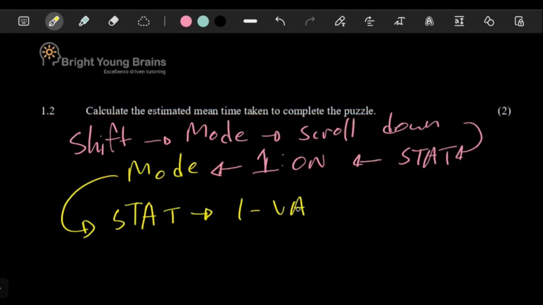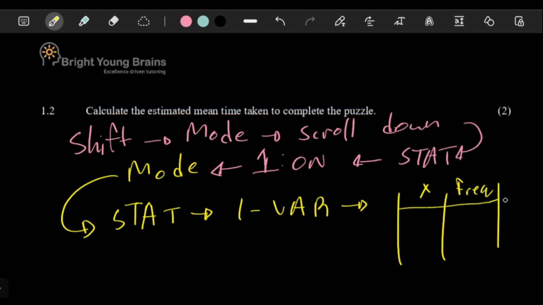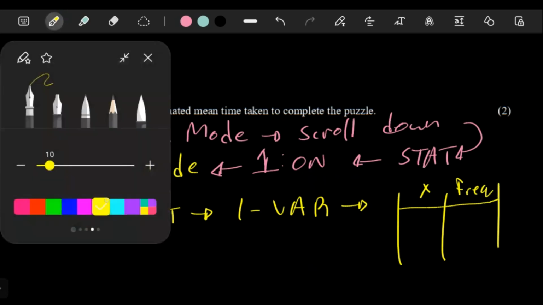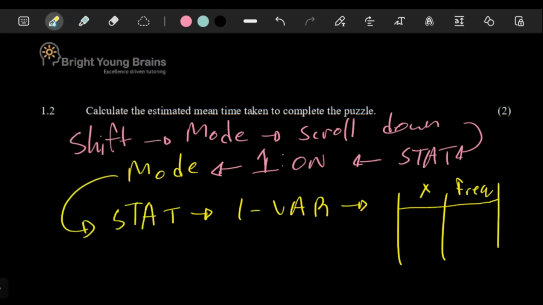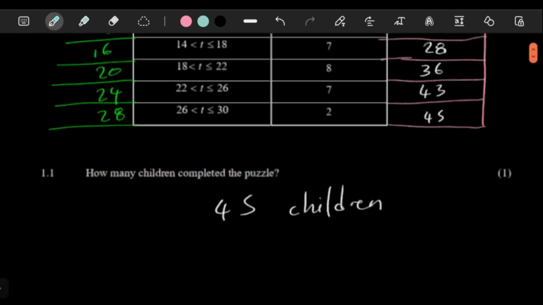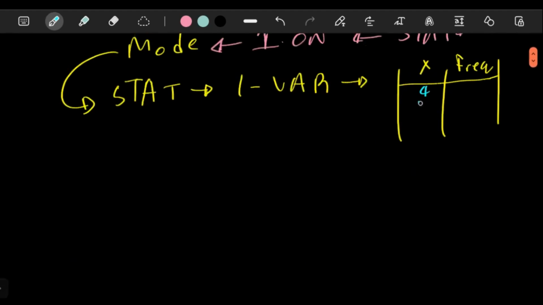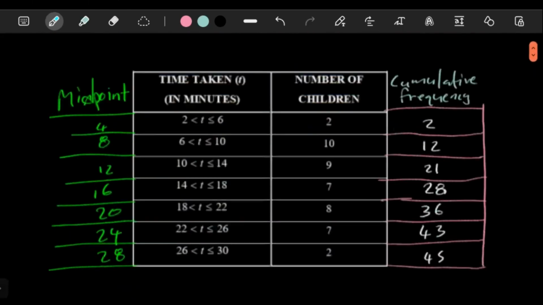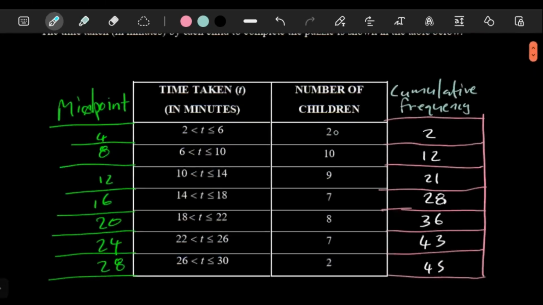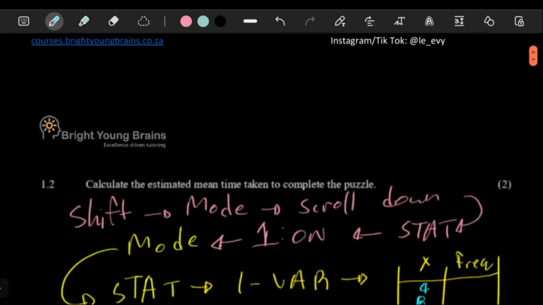After pressing stat, you're going to press var. After pressing var, you're going to put in the data in your calculator, because you see there's going to be x here, and then here it's going to be asking you for the frequency. So the x refers to the midpoint, each value in the midpoint. The values in our midpoints are values like 4, 8, 12, going on and on. And then the numbers you put is your number of children. So it's 2, 10, 9, going on and on.